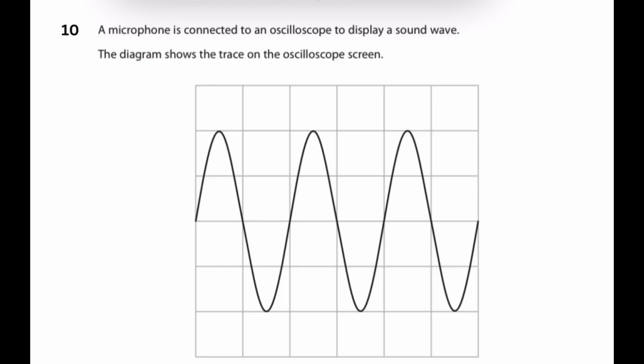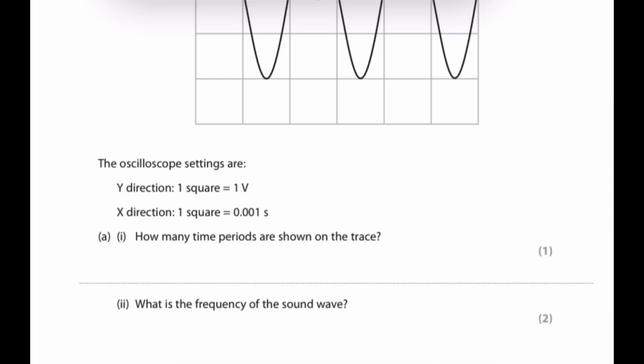10. A microphone is connected to an oscilloscope to display a sound wave. The diagram shows the trace on an oscilloscope screen. Now, I just want to clarify a few things. We know that a sound wave is a longitudinal wave, so don't get bogged down by the fact that this shows a transverse wave. When the wave is being shown on an oscilloscope screen, it tends to show a transverse wave. The oscilloscope settings are y direction 1 square equals 1 volt.